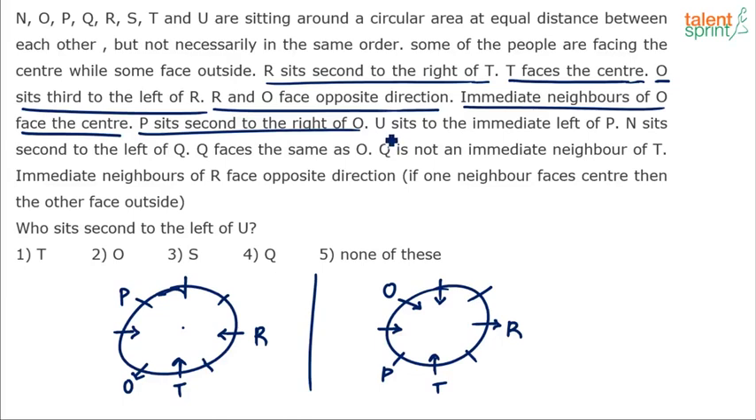It says U sits to the immediate left of P. Now here comes the confusion. What is left of P? Is left of P to be taken clockwise or anti-clockwise? If you look at case number 1, both the sides of P are open. We know that the immediate left of P could be clockwise or it could be anti-clockwise.